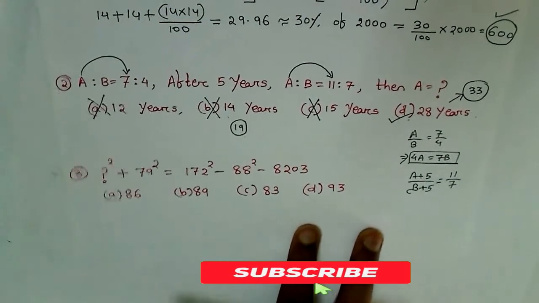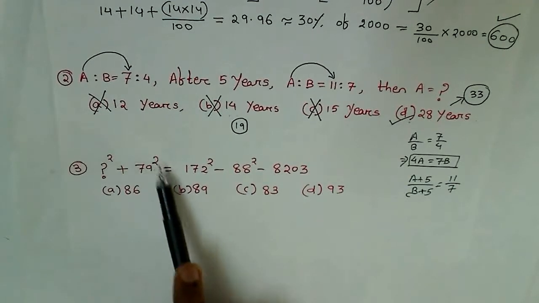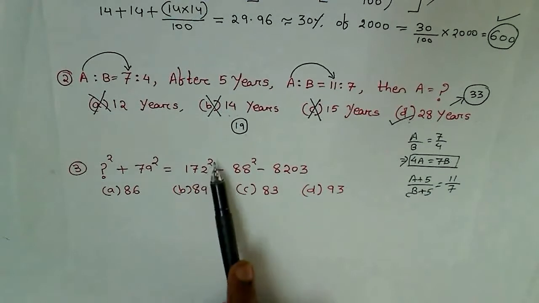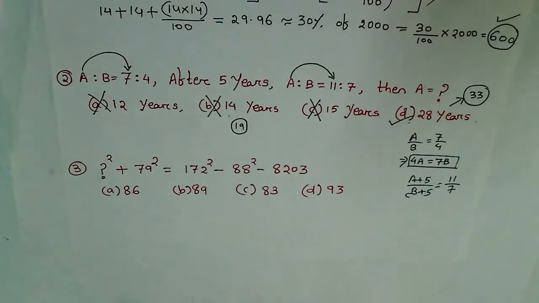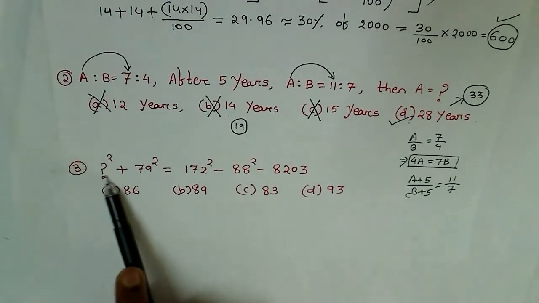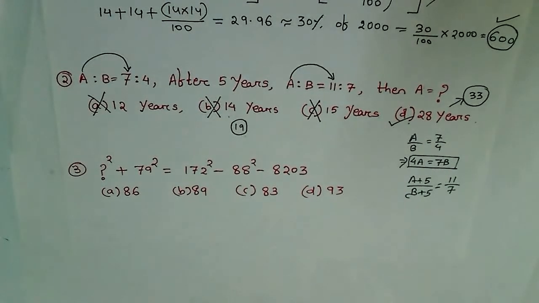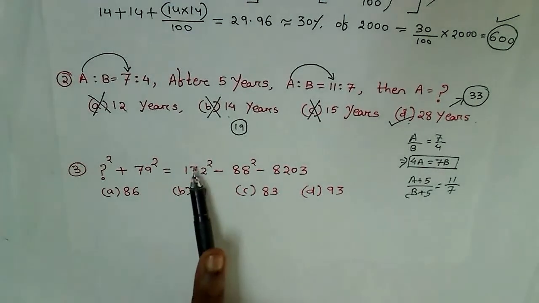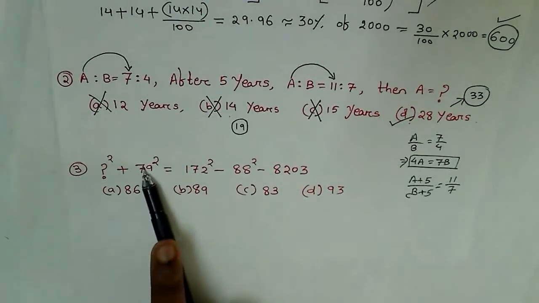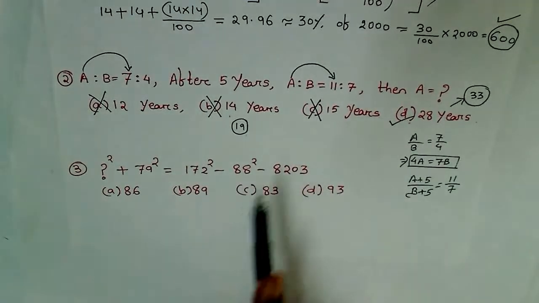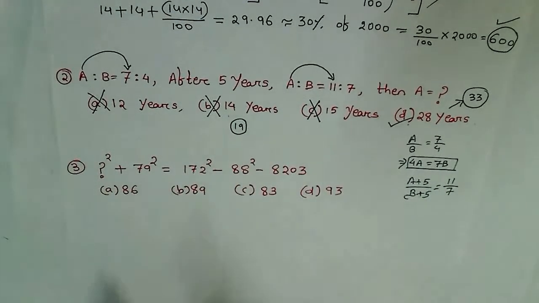Similarly, if we see the next question: dash square plus 79 square is equal to 172 square minus 88 square minus 8203. We have to find out this value, whether it is 86 or 89 or 83 or 93. So here also the conventional method is you have to calculate the square of all these terms, then subtract, take this one to the right hand side, and whatever value you get, take the square root of that value and you will get the answer.